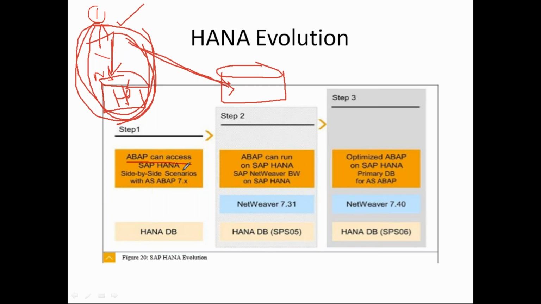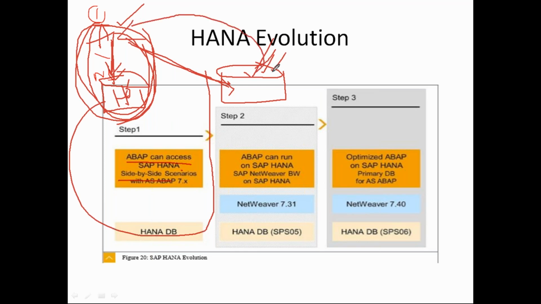ABAP can access HANA, but ABAP cannot run on HANA because HANA is not designed to run as a primary in the initial days. So it is only to be used as a secondary. That's what they call side by side. So in this scenario, we are going to learn the HANA SQL, HANA views, HANA procedures, finally come to the ABAP program and how to call these things as part of the first scenario.